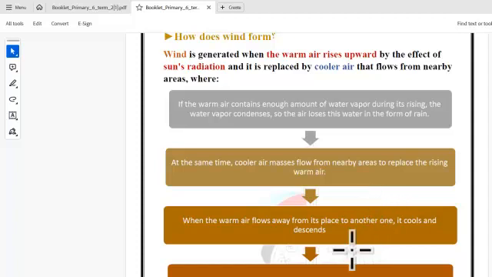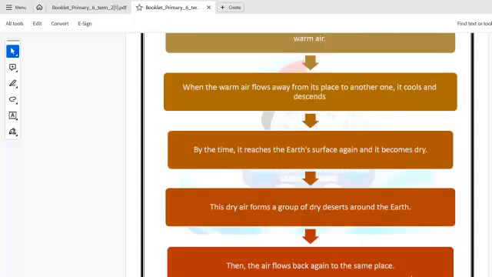When the warm air flows away from its place to another one, it cools and descends. By the time it reaches the Earth's surface again, it becomes dry. This dry air forms a group of dry deserts around the Earth. Then the air flows back again to the same place.